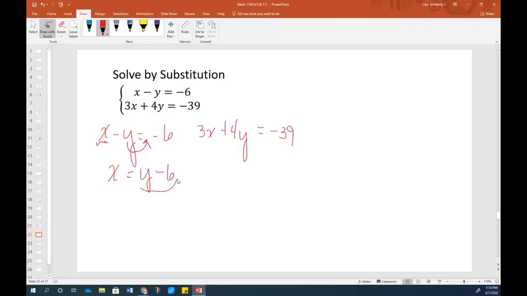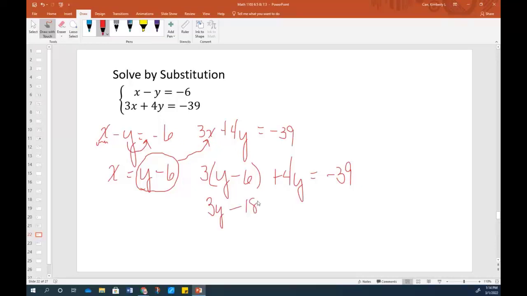Now take the resulting expression and substitute it into the other equation. So if x is equal to y minus 6, I'm going to replace x with y minus 6. Solve the remaining equation for the remaining variable. So I've got to distribute 3. I'm going to combine my like terms, 3y plus 4y.